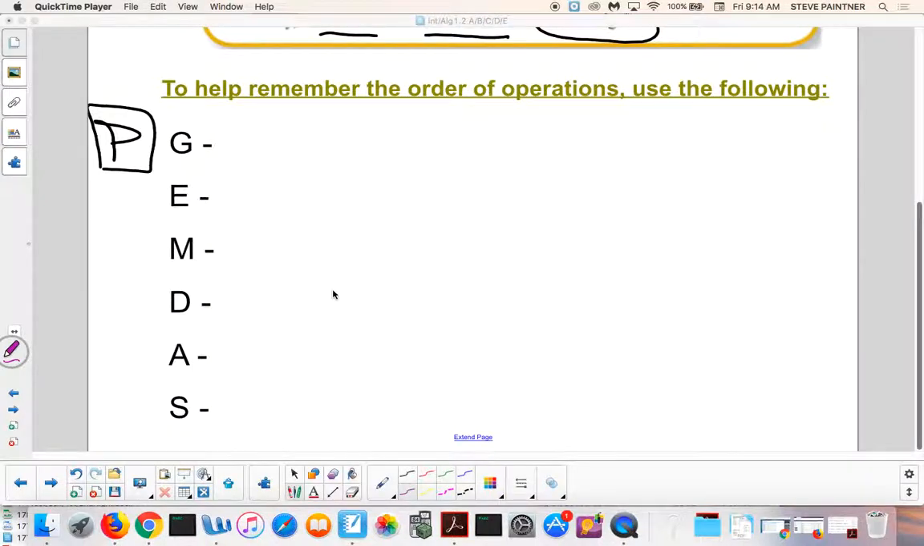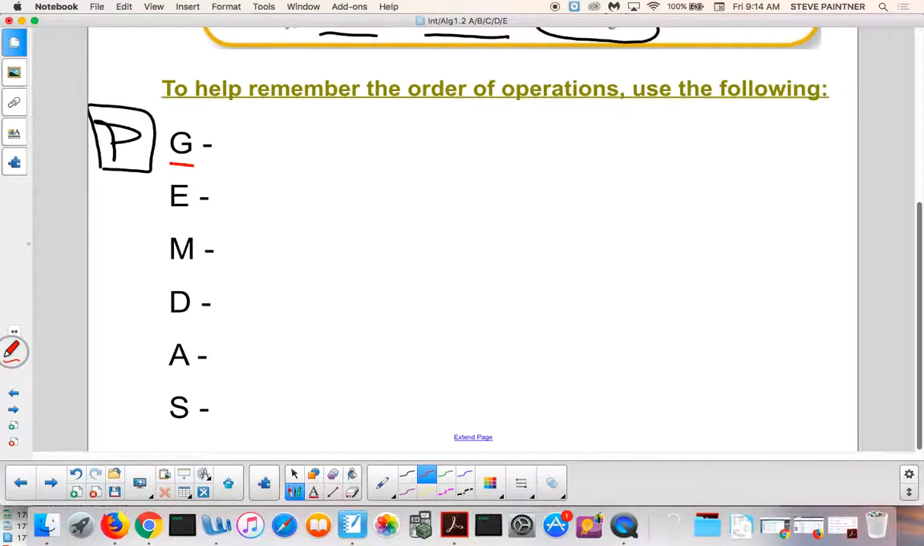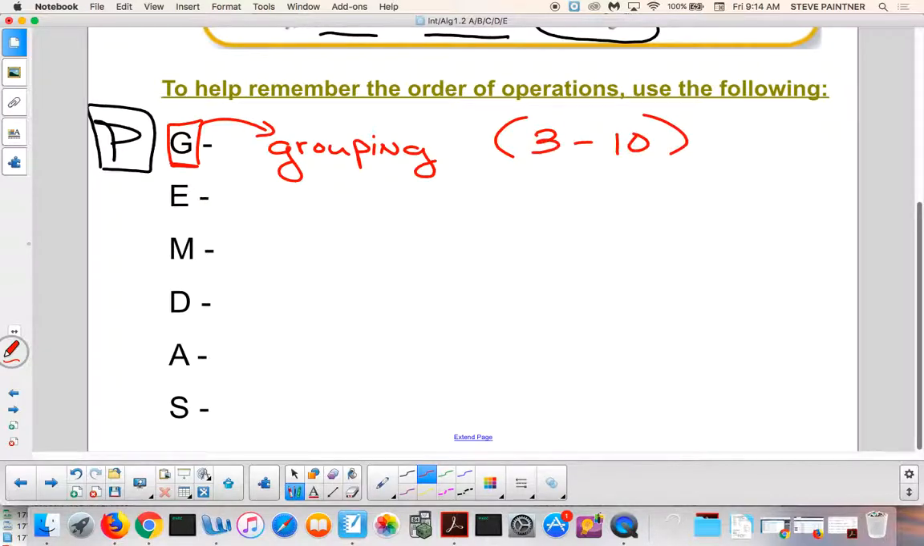So it's either GEMDAS or PEMDAS. I don't care. If we go with G, for what? What is G? That would be do what first? Any kind of grouping symbol you see. So if you see this, 3 minus 10, which would be what? Yeah, you do what's inside first, don't you?